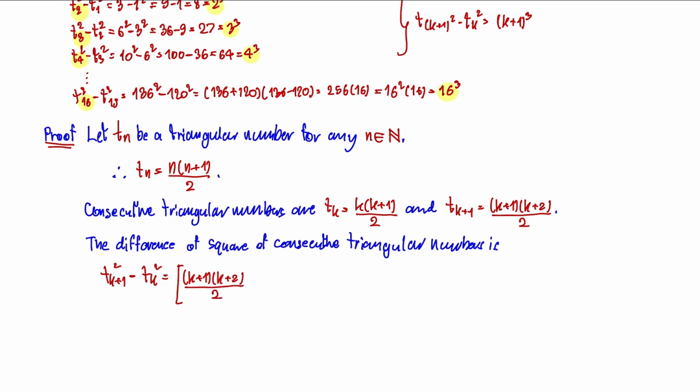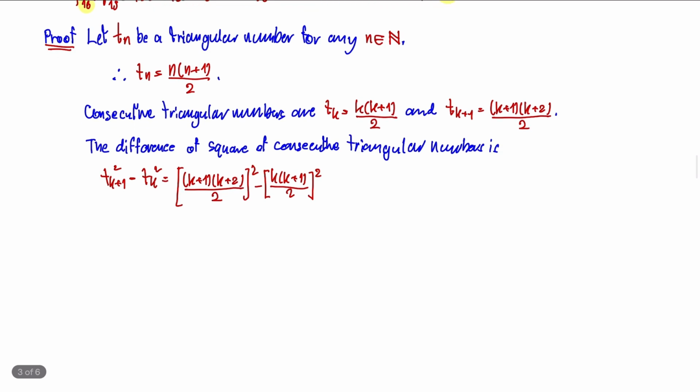This one, square minus k times (k plus 1) over 2 squared, and try to have the cubic from this one. Okay, we can manipulate this expression. It turns out to be (k plus 1) squared times (k plus 2) squared over 4 minus k squared times (k plus 1) squared over 4.